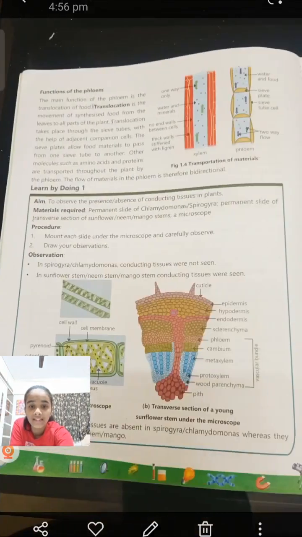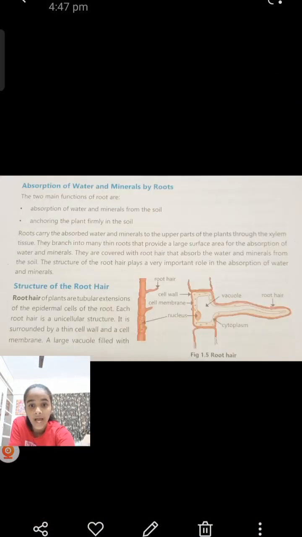Now let's see absorption of water and minerals by roots. Now 40th question is, what is the function of roots? What are the two main functions of roots? First, absorption of water and minerals from the soil. Second point is anchoring the plant firmly in the soil.